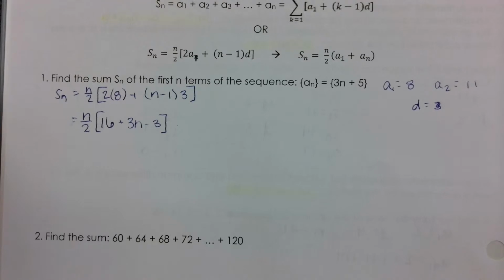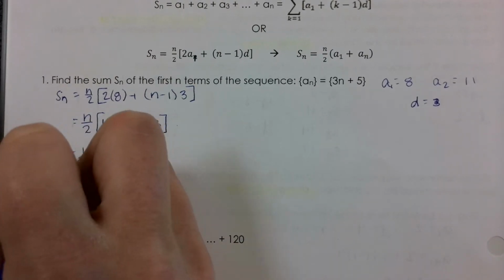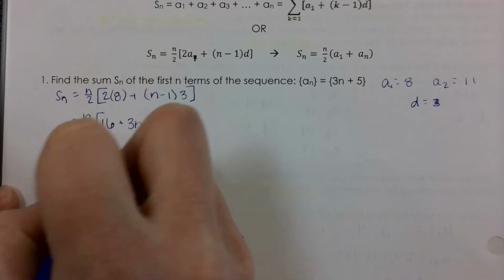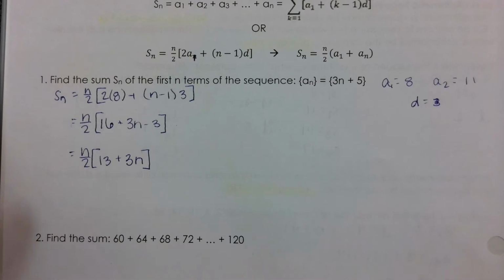And that's as far as we're going to take it, because if we distribute that n over 2, it's just going to get a little bit messy. So we'll leave that out front, and inside we'll have 13 plus 3n. And that's as far as we're going to go. Questions? So that would be the sum of your first n terms for that sequence.